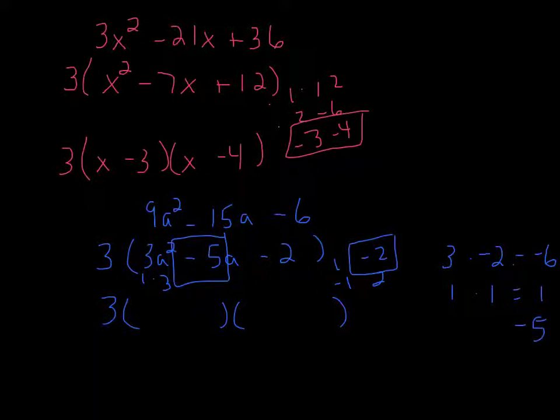Okay, so we have 3a and 1a, or just a, and we want the 3 to multiply by the negative 2, so we're going to put that right there. Okay, and then that means we'll put the plus 1 over there, and we are good to go. There's your answer. Alright, let's keep moving on.